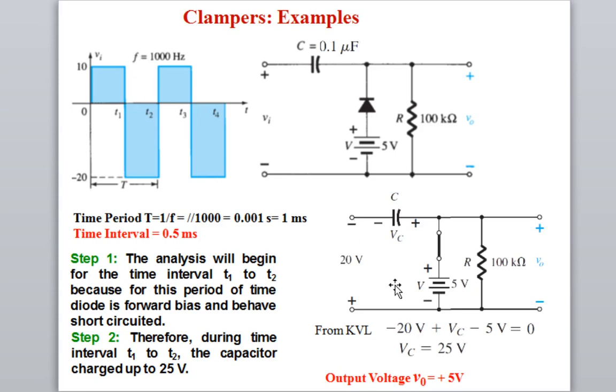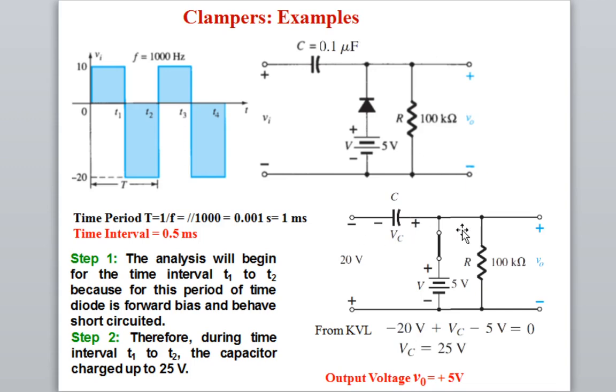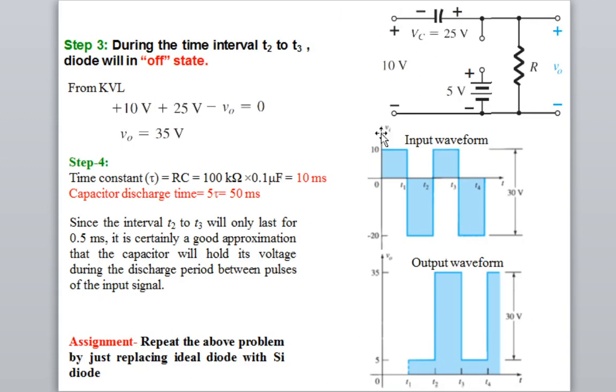But when the input polarity changes, the polarity of the voltage across the capacitor will remain the same. So that is why I have taken plus minus. It was plus minus, here it is plus minus, but the input polarity changed. Now the diode will be like an open circuit. So effectively, if it is an open circuit, the 5 volt power supply with the bias voltage also becomes equal to 0.